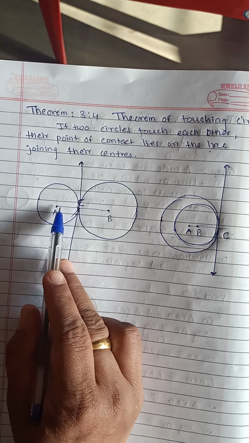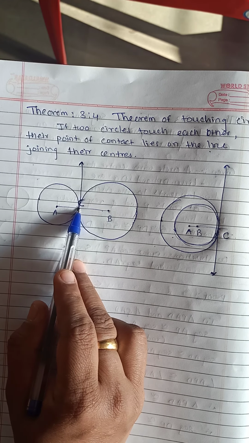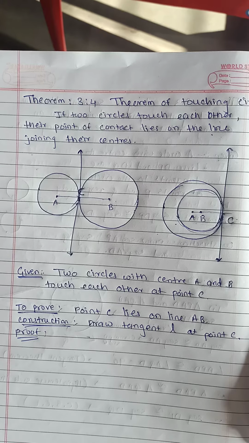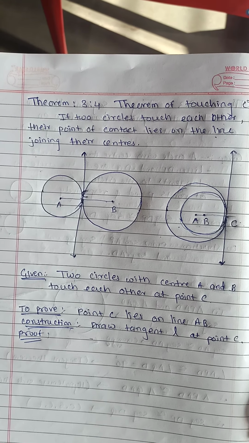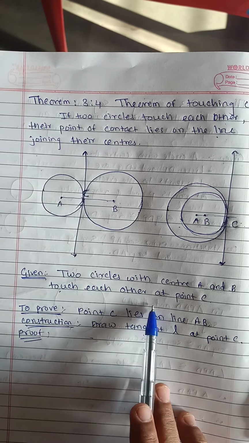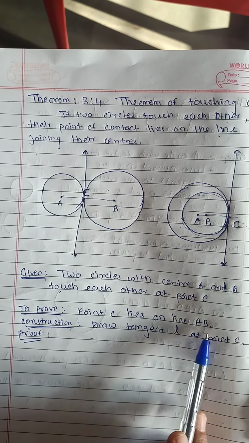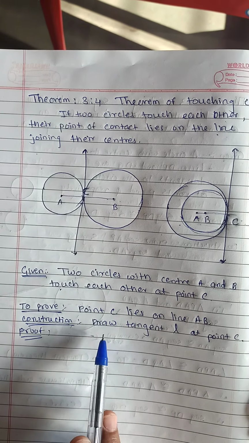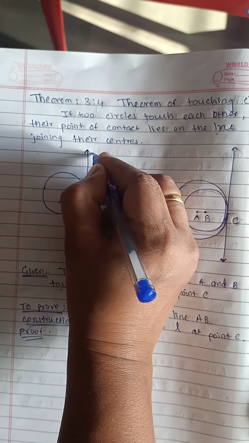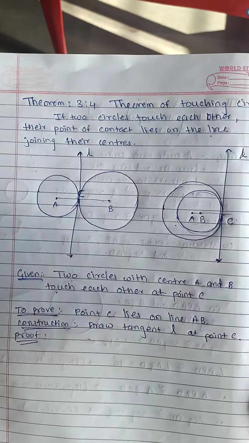So point C is lying on the line AB, and AB is the line joining the centers of the circles. So it is given: two circles with centers A and B touch each other at point C. We have to prove that the point C lies on line AB. So for the construction, draw tangent L at point C. This is the tangent L that we have drawn at point C.